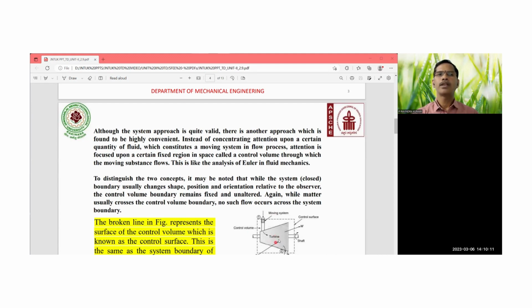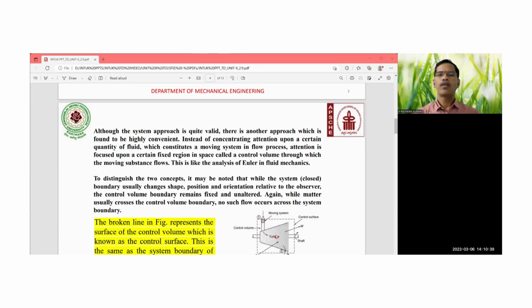Attention is focused upon a certain fixed region in space, which is called the control volume. Observe the control volume. And what about the dotted line? This is the control surface, and you can call this the boundary of the open system. So this is all the control volume.